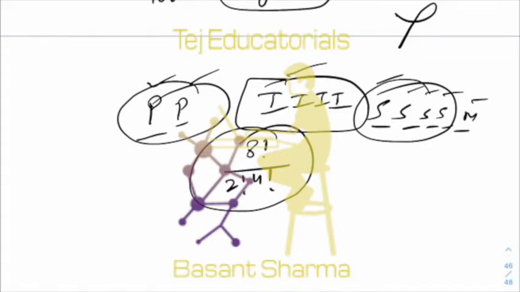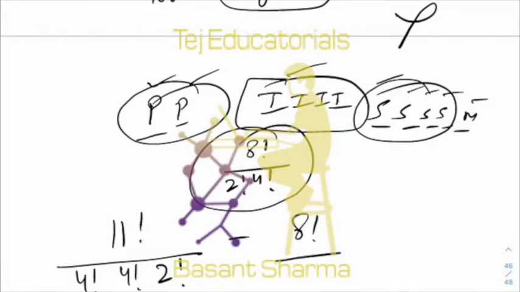What are the total cases? Total cases are nothing but all letters taken together, with 4 S's alike, 4 I's alike, and 2 P's alike. So this is your answer.